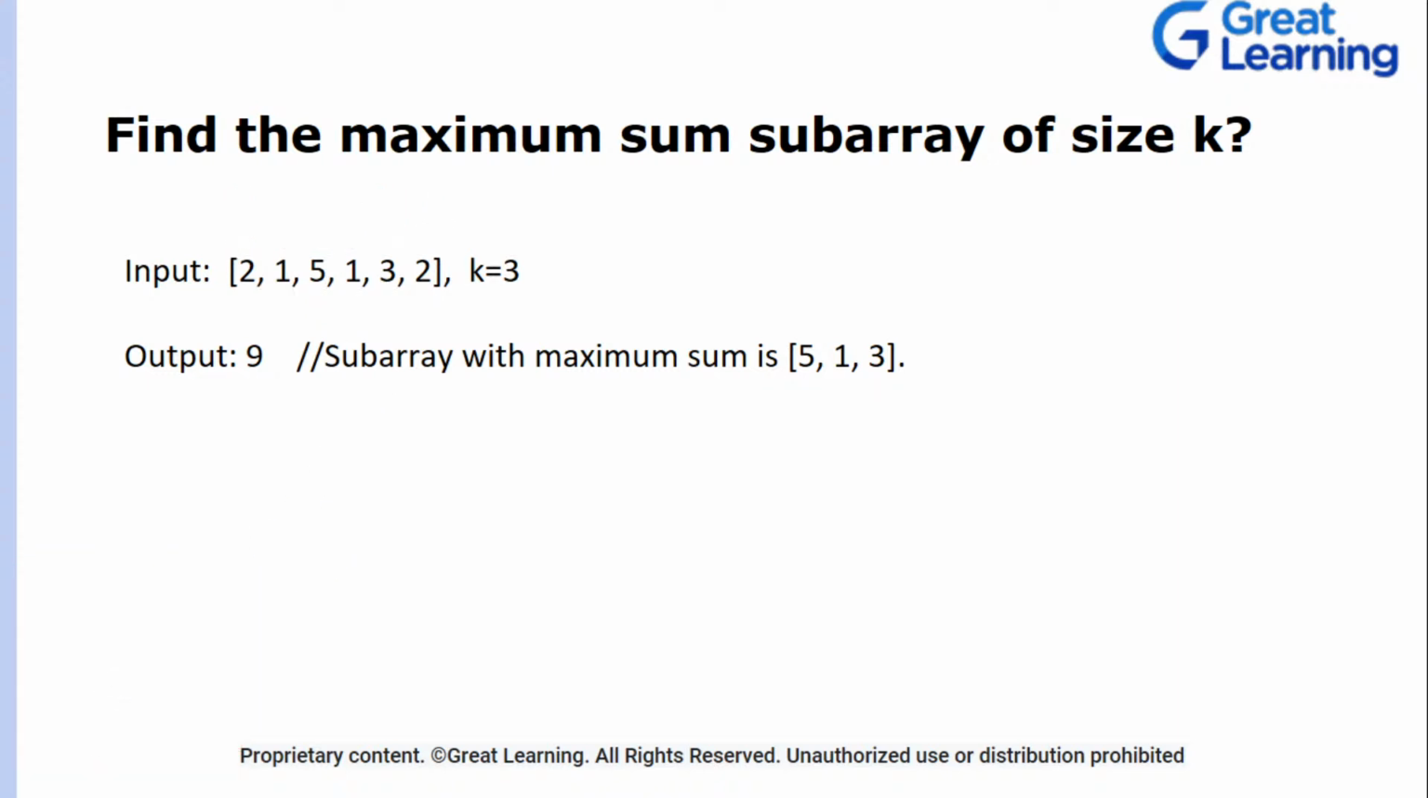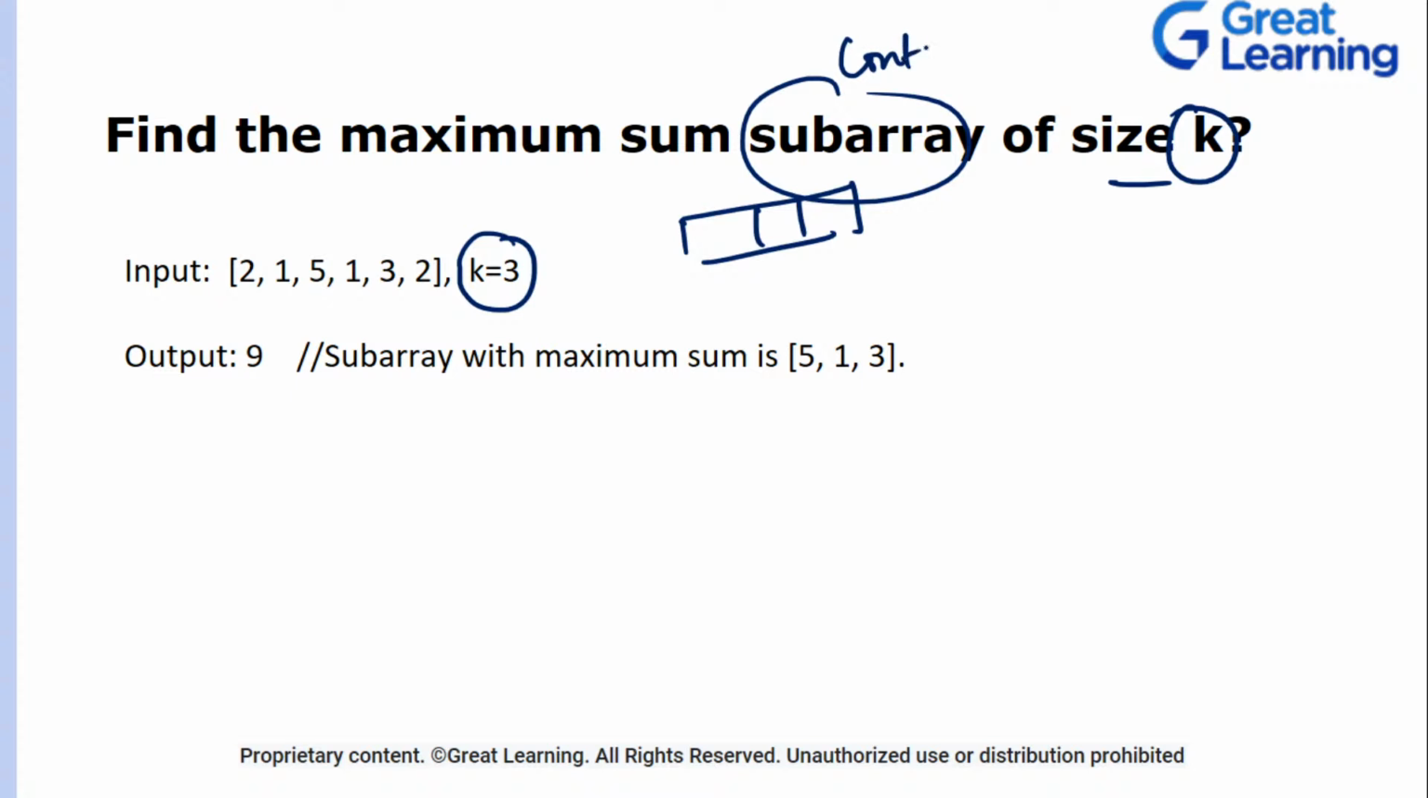Now what about the next things? It says you have to find the subarray of size k. So k has been defined. K is 3, that means the maximum elements that you can have. No, it's not a subsequence. Subsequence means that it may or may not be contiguous. Here we are talking about subarray. So the maximum size that you can have is 3. It should be contiguous.